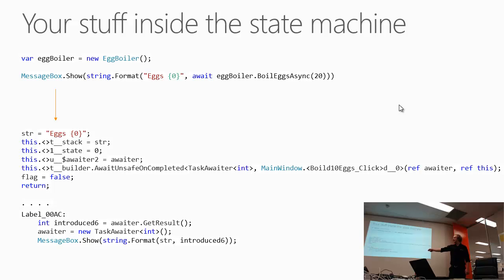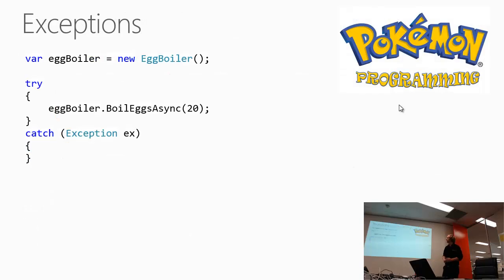And now you see here, awaiter.getResult is inserted into the variable introduced 6. So the compiler introduces a new temporary variable for us, and it simply gets the result from the awaiter here. So this method returns an integer, which is stored here. And then we have the message box down here. So the compiler did a lot of magic here. It moved around a lot of our code. It did a lot of heavy lifting for us. And by seeing all this up here, that it's so easy to actually write this asynchronous code, you get an idea of what really happens behind the scenes here.